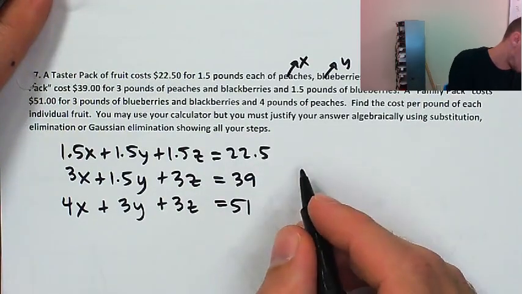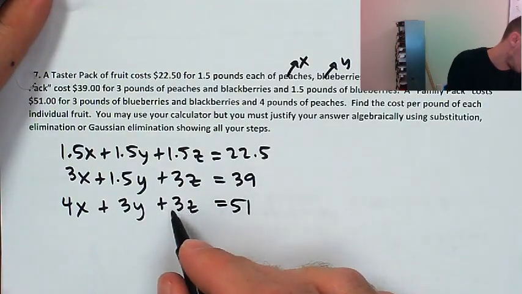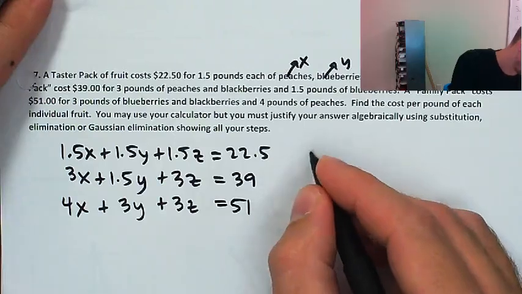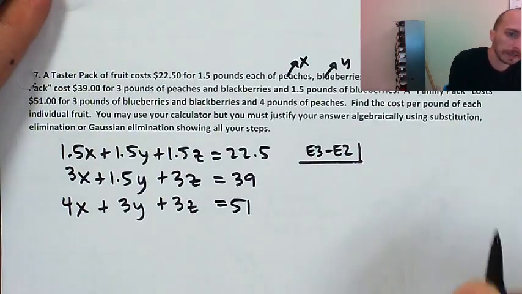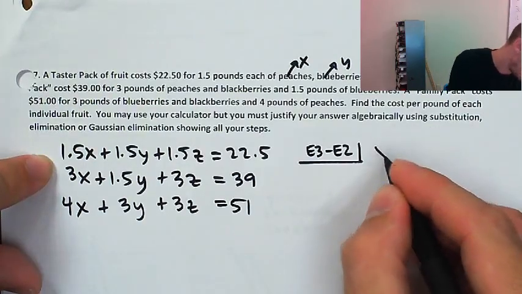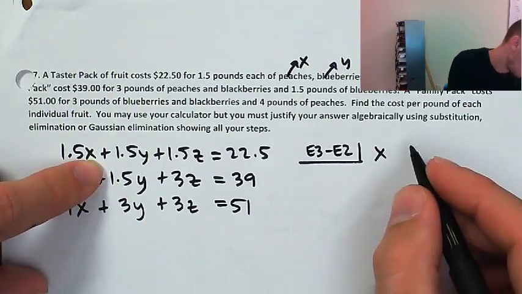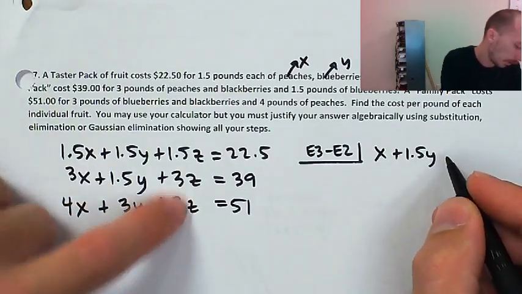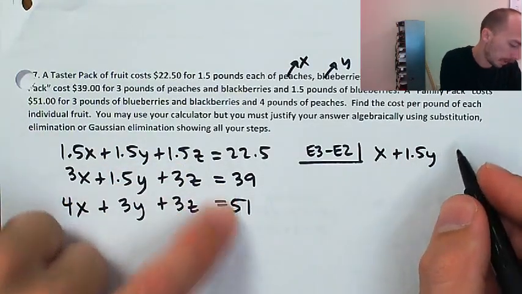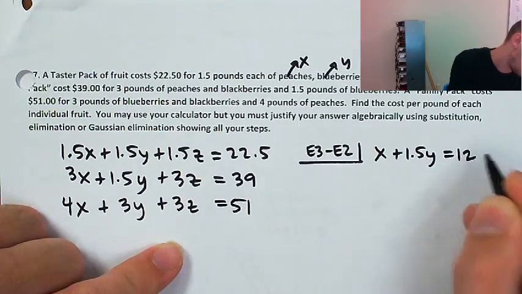Okay, so I'm going to take basically equation 3 minus equation 2. And yeah, that's still visible. 4 minus 3 is 1x. 3y minus 1.5y is 1.5y. That's going to be, no z's, 51 minus 39 is 12.